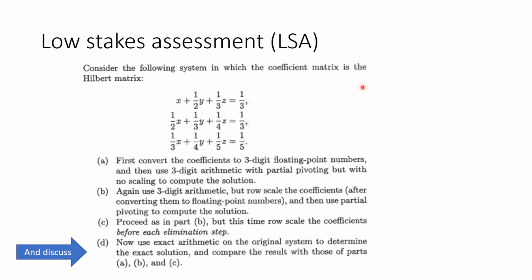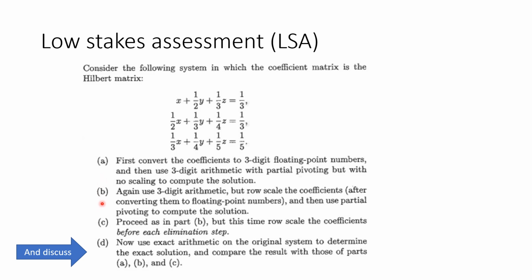Here's your low stakes assessment, or one of the two in this. Consider the following system, and the coefficient matrix here is a famous matrix named after Hilbert. It's called the Hilbert matrix. So here's what you're supposed to do. First, convert the coefficients to 3-digit floating point numbers, and then use 3-digit arithmetic with partial pivoting, but with no scaling, to compute the solution.